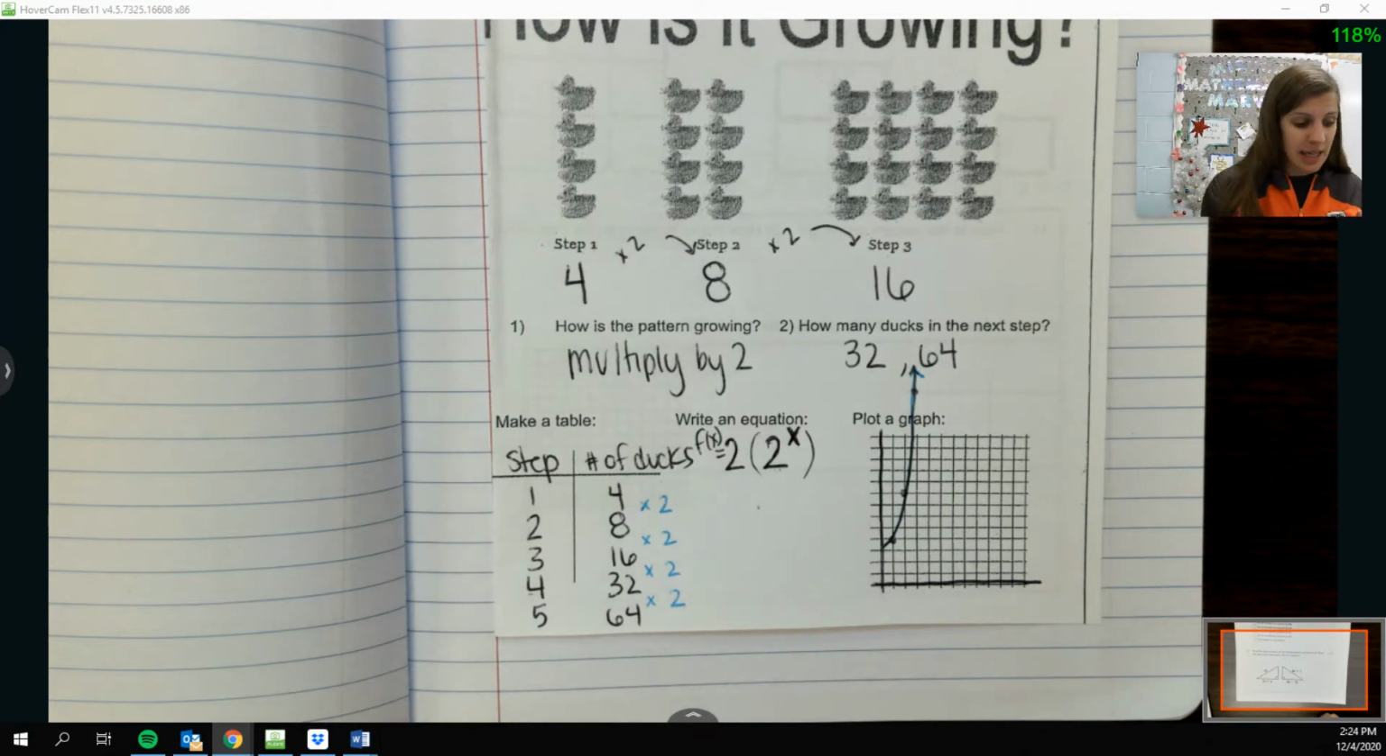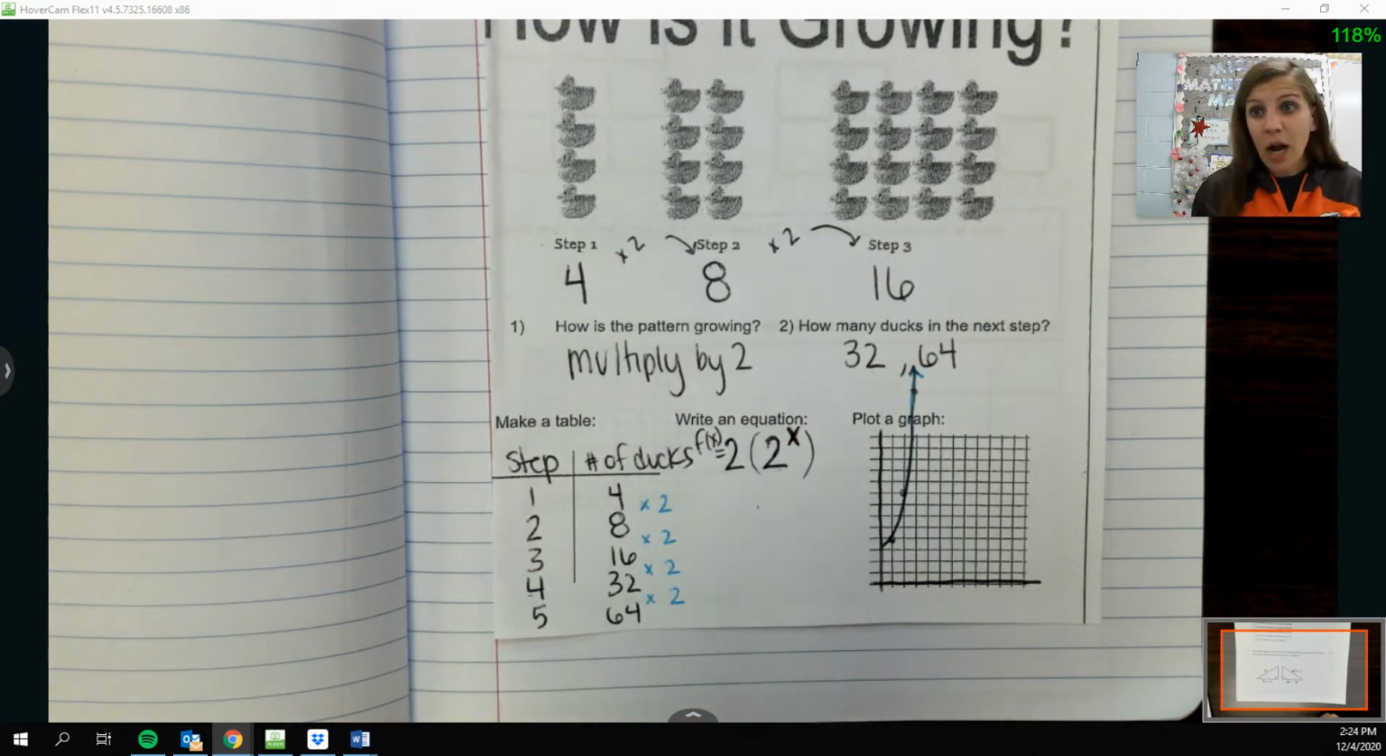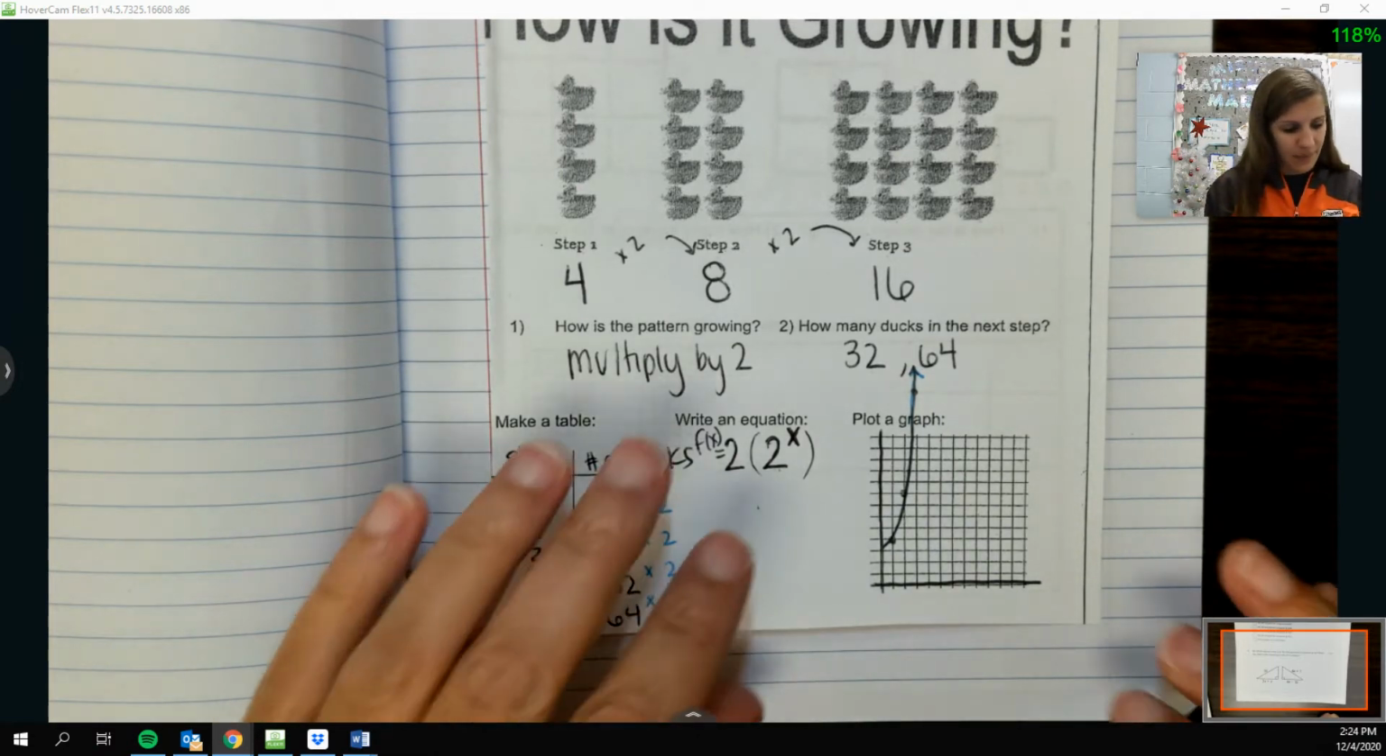happen when it's linear. Now, if you feel super scared about writing your own equation, it's really okay. You can try, but you don't have to. If you can't get it, just say, like, I can't. Let's try another.